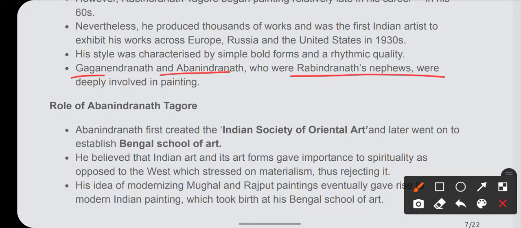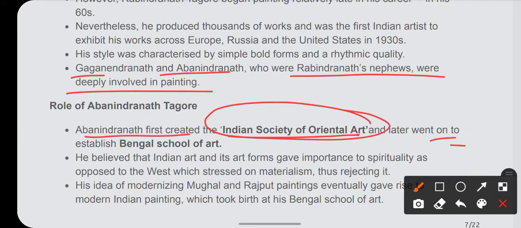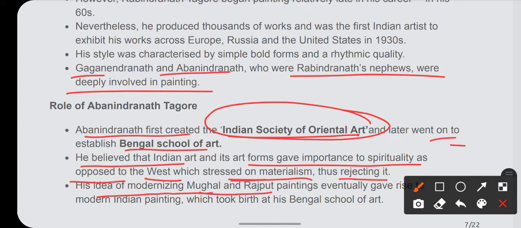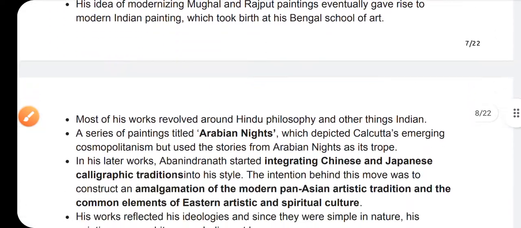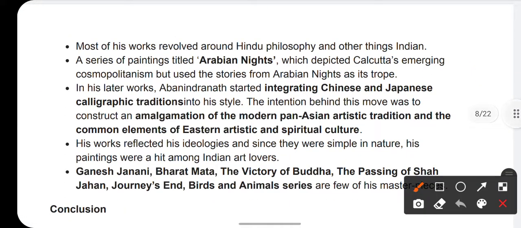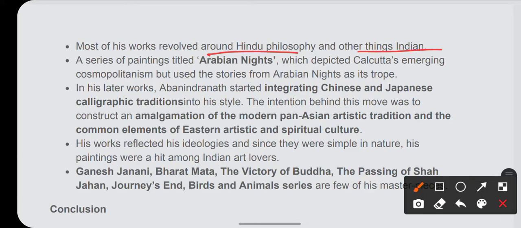Role of Abanindranath Tagore. Abanindranath first created the Indian Society of Oriental Art and later went on to establish the Bengal School of Art. He believed that Indian art and its art forms gave importance to spirituality as opposed to the West, which stressed materialism, thus rejecting it. His idea of modernizing Mughal and Rajput paintings eventually gave rise to modern Indian painting, which took birth at his Bengal School of Art. Most of his works revolved around Hindu philosophy and other things Indian.